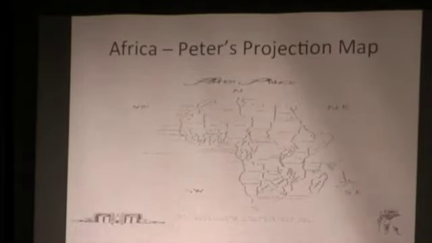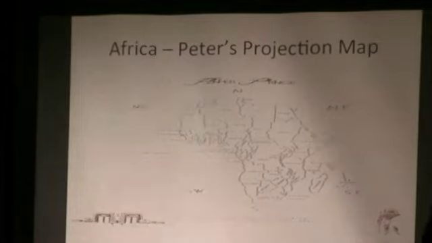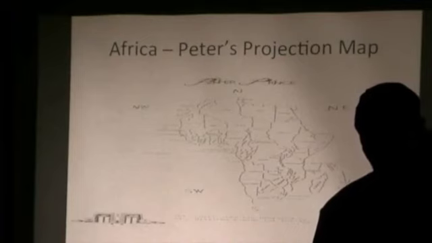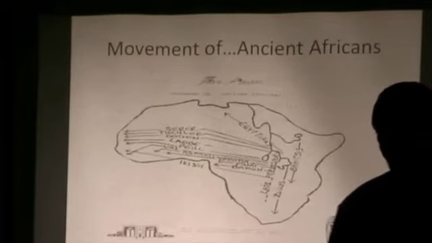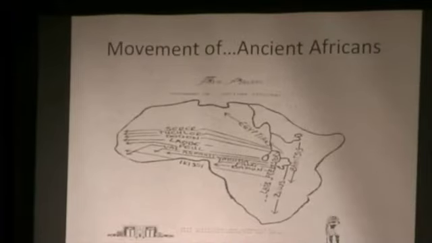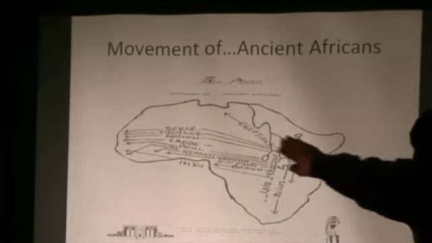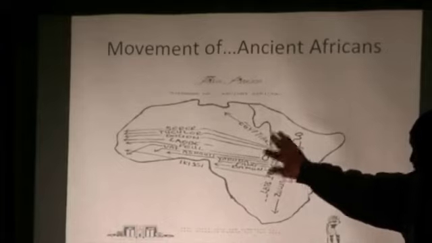Another form of the Peters projection map that shows the various countries. These countries didn't exist before 1885 in the Berlin Conference. Here is the movement of Africans that are going to find themselves moving up out. They're going to travel in all this area here. This is where they're from.